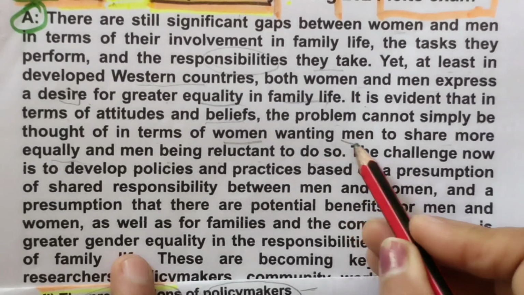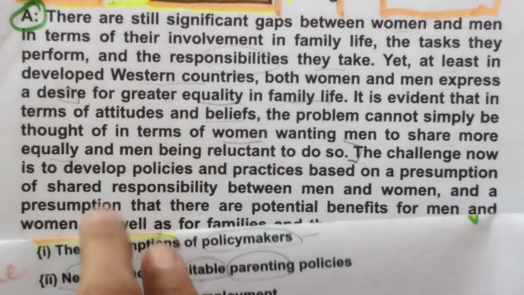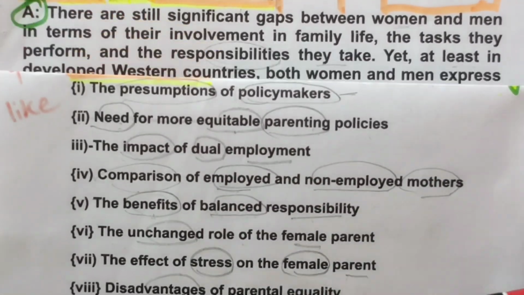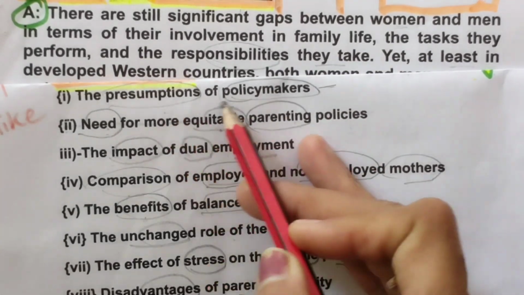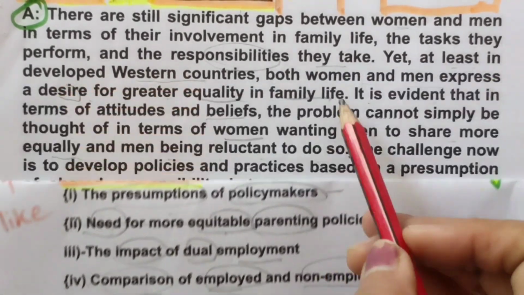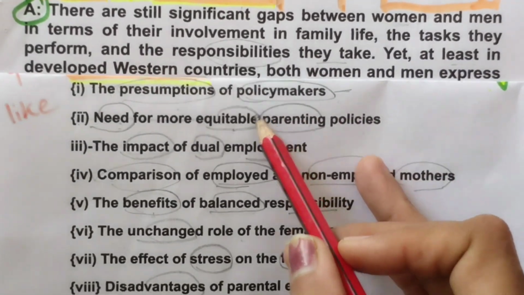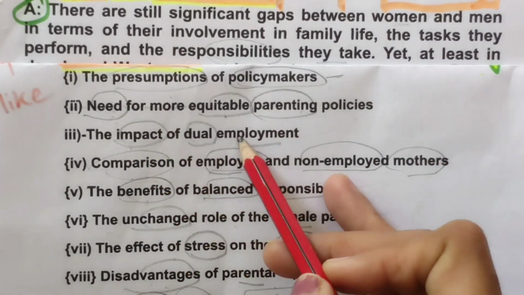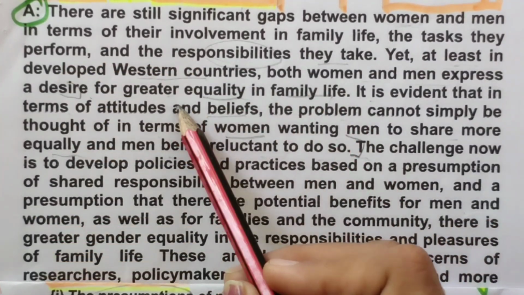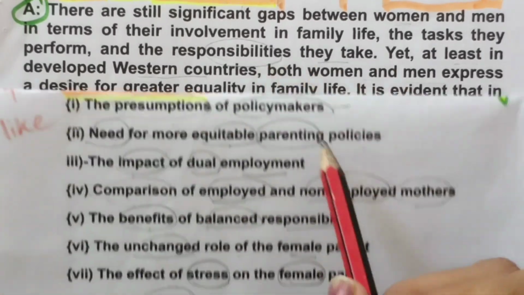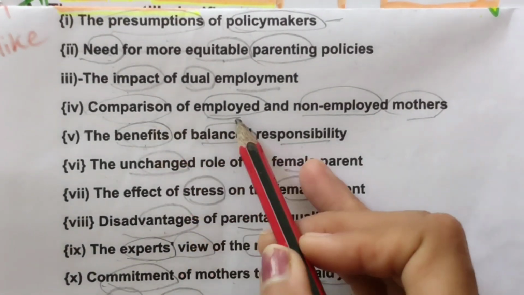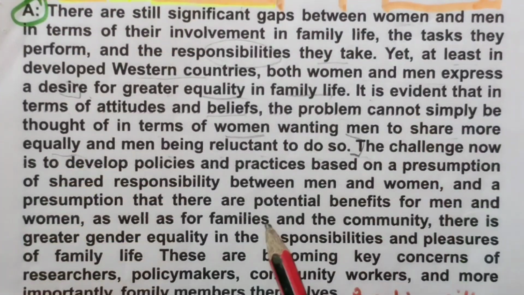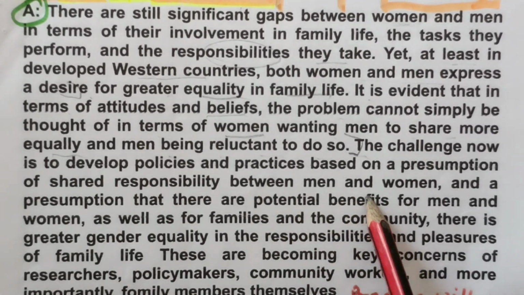Okay, till here we have read, and let's try to match with any option. Presumptions of policymakers, nothing. Till now there was nothing like that. Need for, this was also not there. The impact of dual employment, they are not talking about employment here. Comparison of employed and non-employed mothers, I think we should read a little bit more.